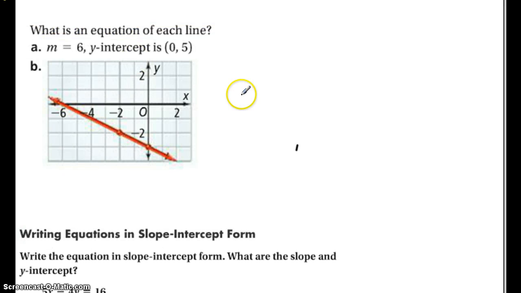Let's try this one. What is the equation of this line? Our slope is 6, y-intercept is 5, y equals our slope times x plus our y-intercept. Here's our y-intercept at 5. Oh, this is a different problem, so sorry. Let's go ahead and maybe take a look at a graph of this line here.